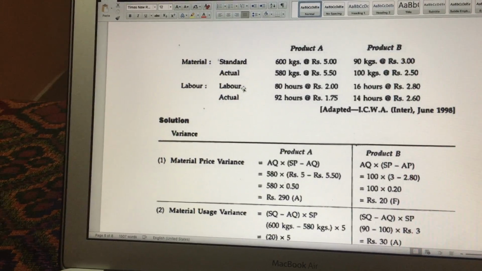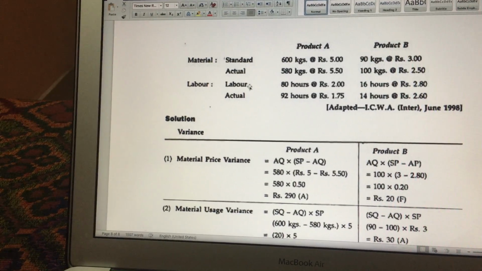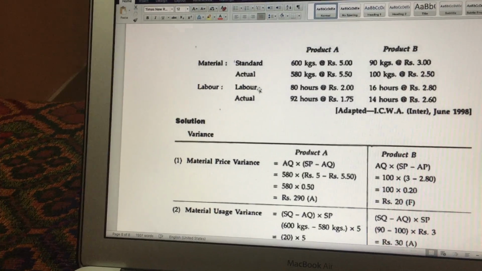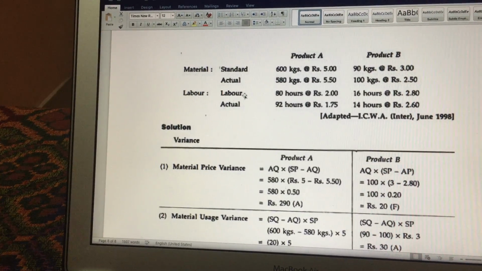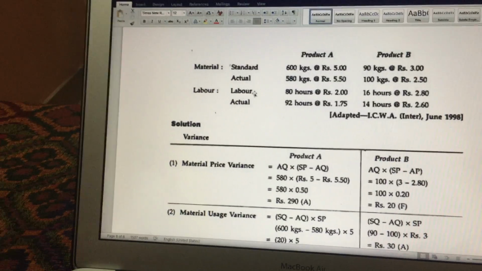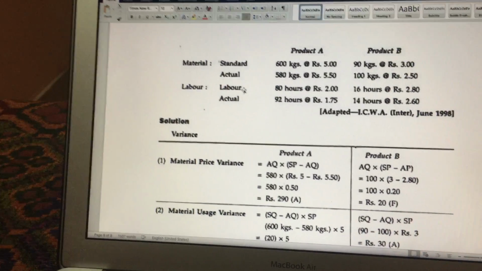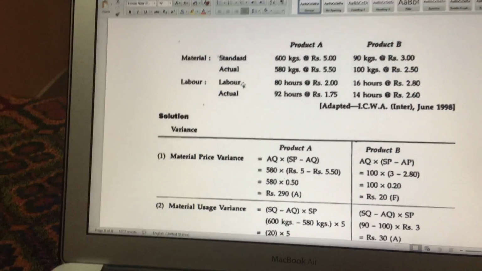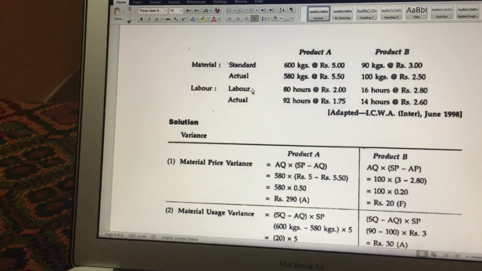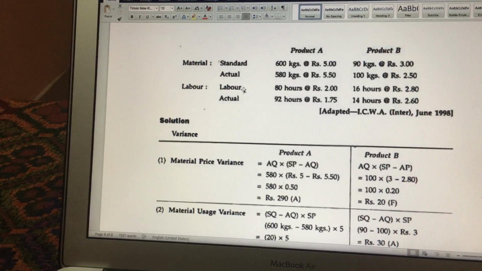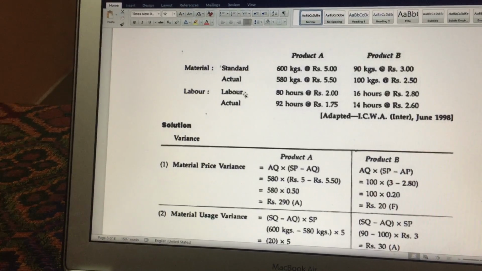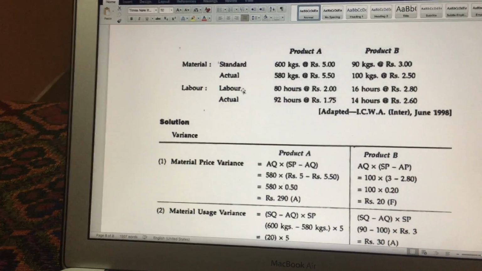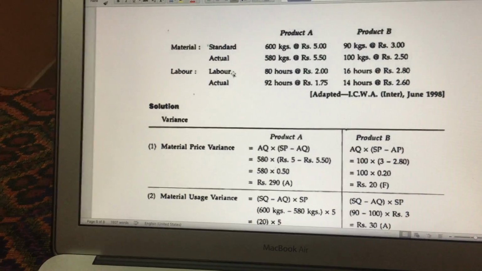In material variances, we will see what standard of material we wanted to use, what we have actually used, and then accordingly we calculate the variance. And in labor, we see the changes in labor rate, the amount of labor we thought to use and we have actually used. So in both the things we try to find out the variances.